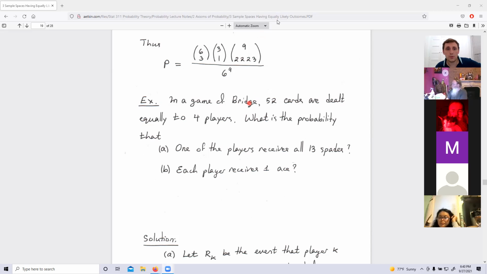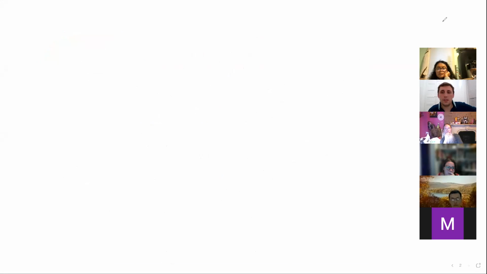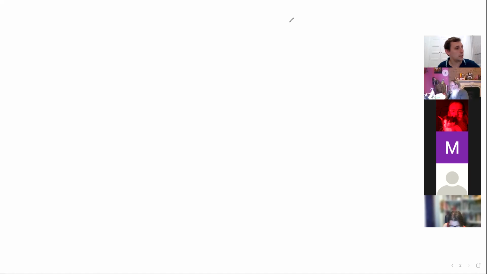Let's draw a diagram. All right, guys, so what actually happens here, right? So you have player 1, player 2, player 3, player 4, you agree? And they can, in general, get any 13 cards. You agree? So I'm gonna do it in two ways. So method 1, I account for everything.